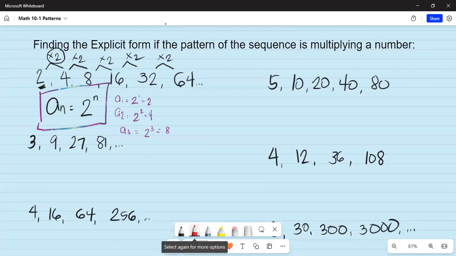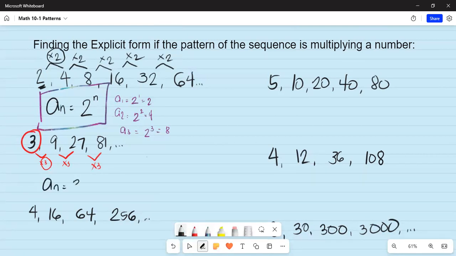Let's have this next example. In here we have 3, 9, 27, 81. By merely studying it, we need to multiply each term by 3 to get the next term. Again, the first term is similar to the number being multiplied. Same process. So in here we will have a sub n is equal to the first term, which is similar to the number being multiplied, and then raise it to n.